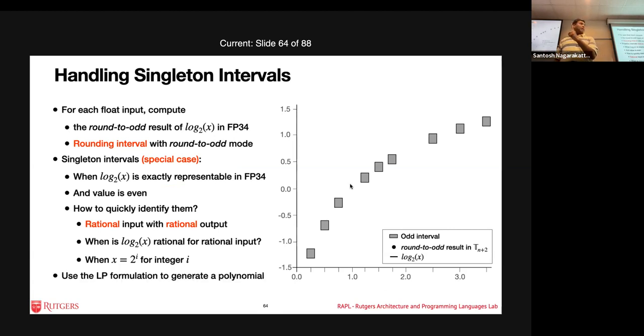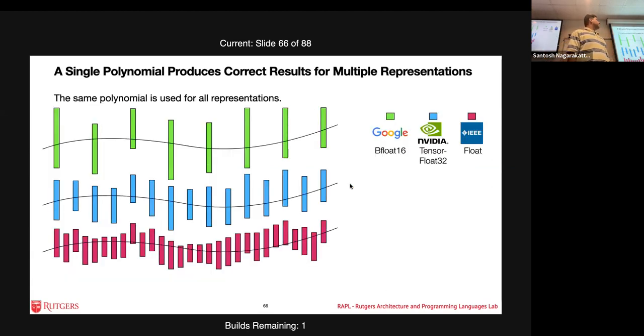So what do we have? We have a single polynomial that produces correct results for multiple representations and multiple rounding modes. The result is you have your bfloat16, your TensorFloat-32, and your float. They have different rounding intervals if you looked at them in isolation. But by producing a polynomial that produces correctly rounded results for 34-bit with round to odd, it produces correct results for all of them. We published this paper at POPL, and since then we have been trying to push developers to adopt it.